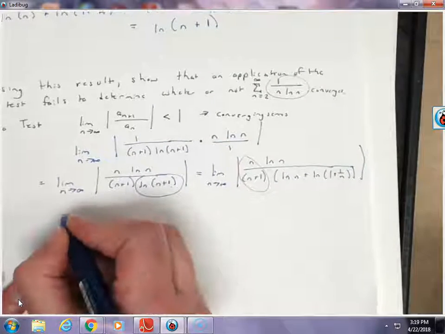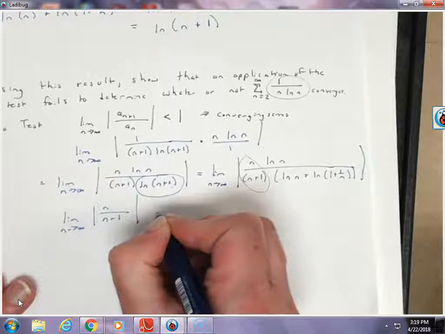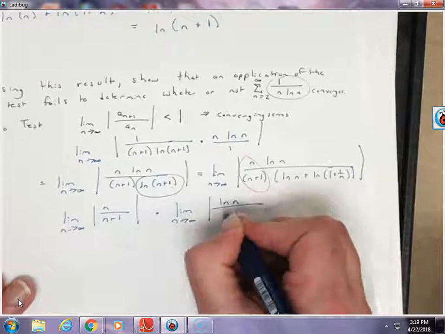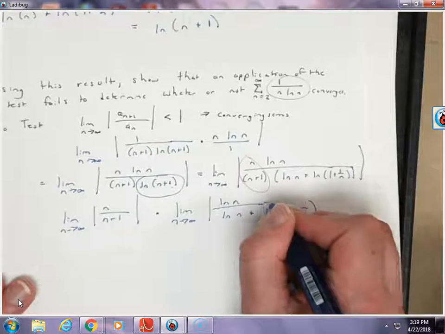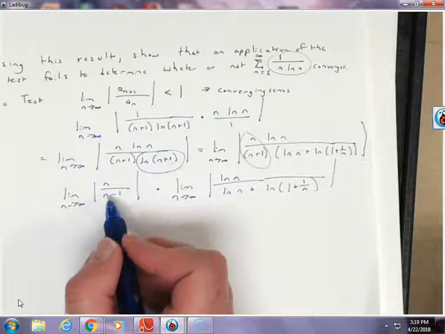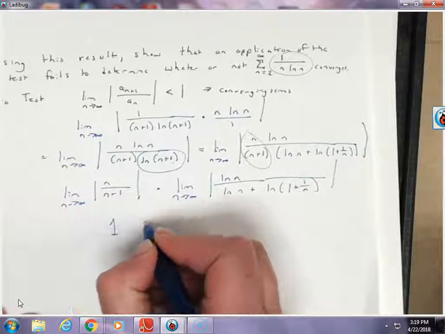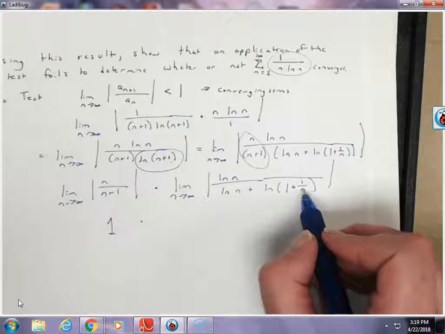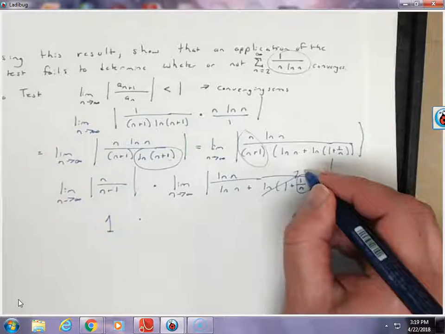Okay, so I'm going to do the limit as n approaches infinity of the absolute value of n over n plus 1, times, it's a property you can separate with limits, natural log of n over natural log of n plus natural log of 1 plus 1 over n. Now this first part, as you go towards infinity, you can just use your horizontal asymptote rules. The degrees match, so this just goes to 1. And this other part, as you go towards infinity, is going to go to 0. So the natural log of 1 is going to be 0.